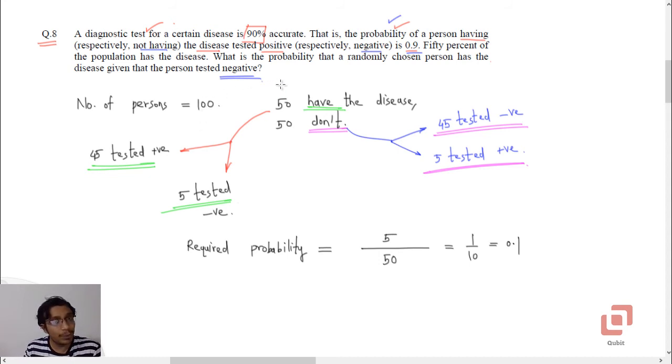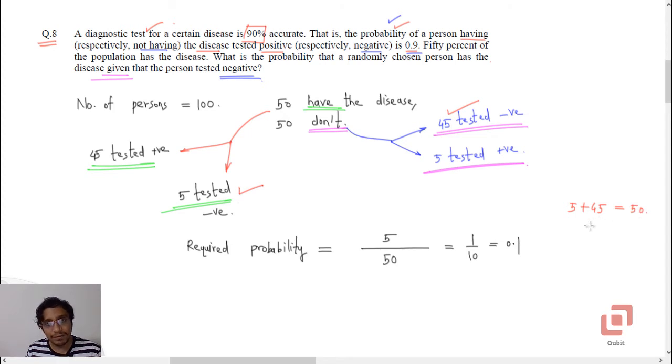Now let's go to the required probability. What is the probability that a randomly chosen person has the disease given that the person tested negative? Clearly this is a conditional probability. What is the condition? The person tested negative. Now how many people will test negative in the population of 100 persons? 5 and 45. So the total number of samples that we have with us is 5 plus 45, that is 50.